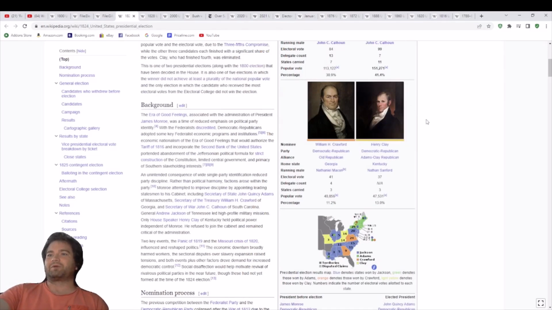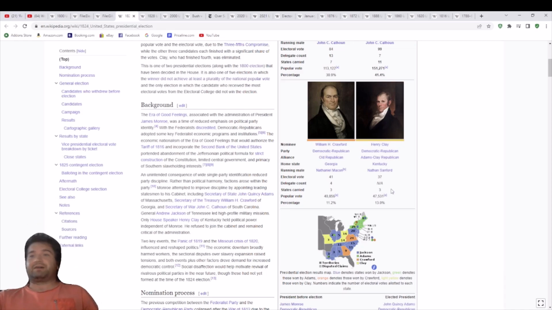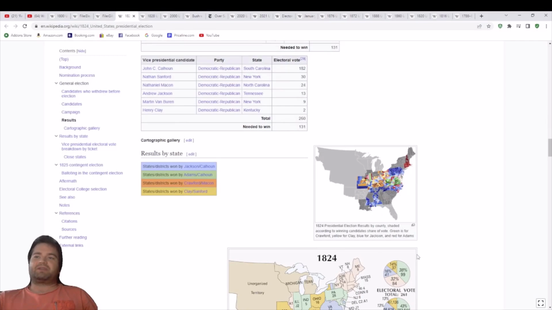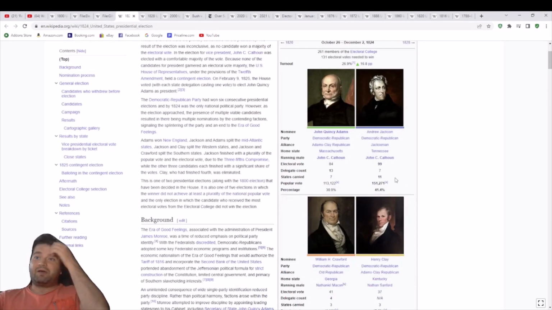And Clay is sort of the important person, because when it goes to the House, only the top 3 go to the House, and notice that Clay was number 4. So he did not get moved to the House, but he was, at the time, Speaker of the House. And he was accused of using his influence to give Adams the election, even though Jackson won more electoral votes and more popular votes.